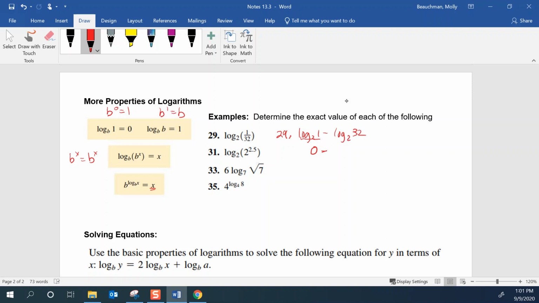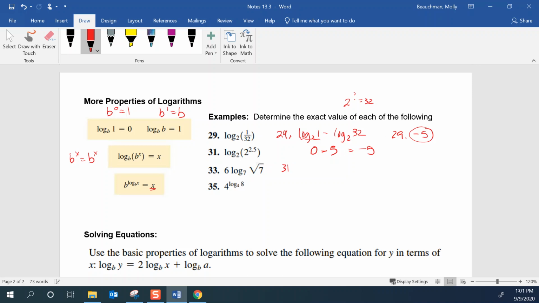So you think about that in your mind. 2 to what power equals 32. So that would be 2 to the 5th. 2 times 2 times 2 times 2, yep. So we end up with 0 minus 5, which is negative 5. So the answer to 29 is negative 5.